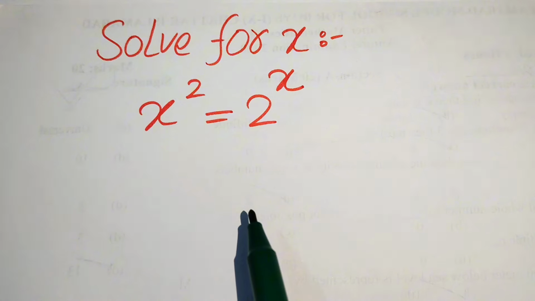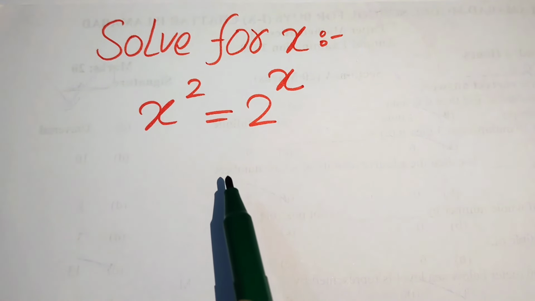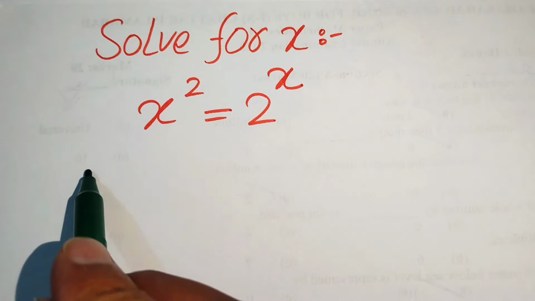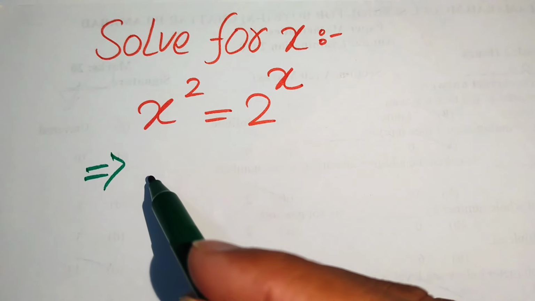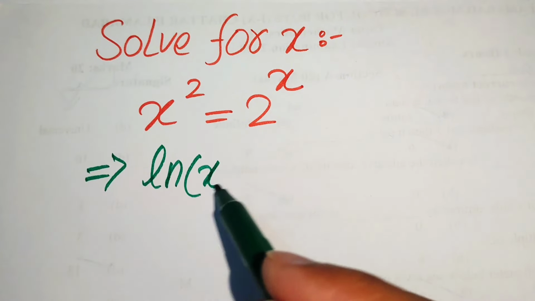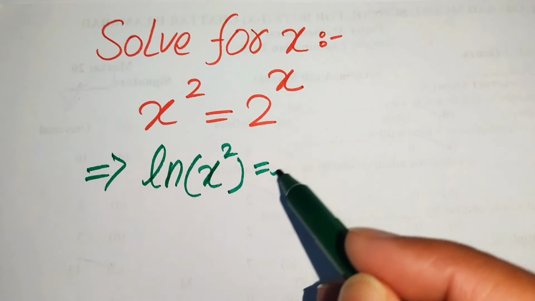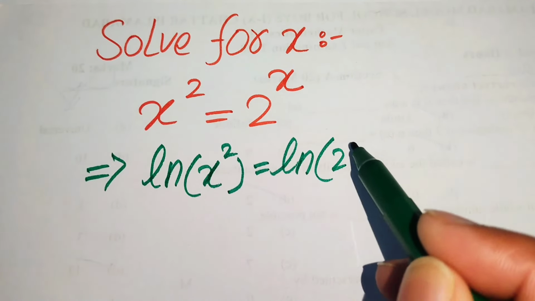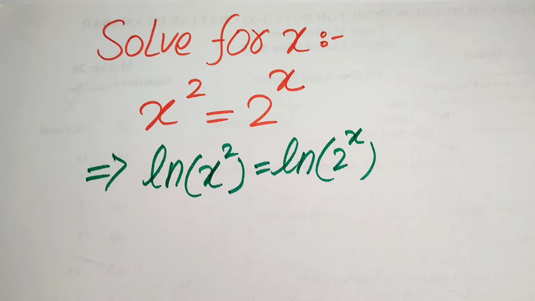We solve this problem for the values of x. Here the very first step we are going to do is to take the natural log on both of the sides, so it is written as log of x square equals log of 2 to the power of x.